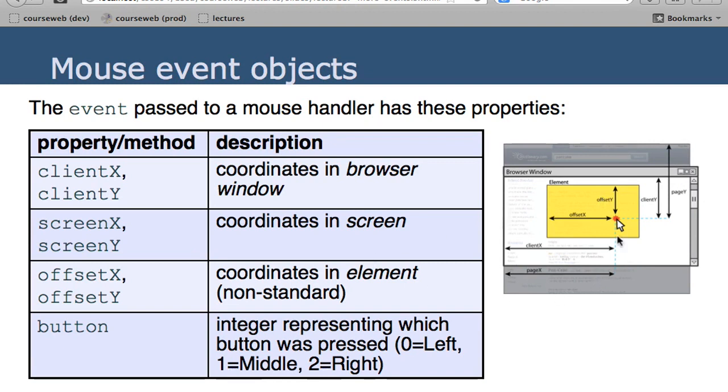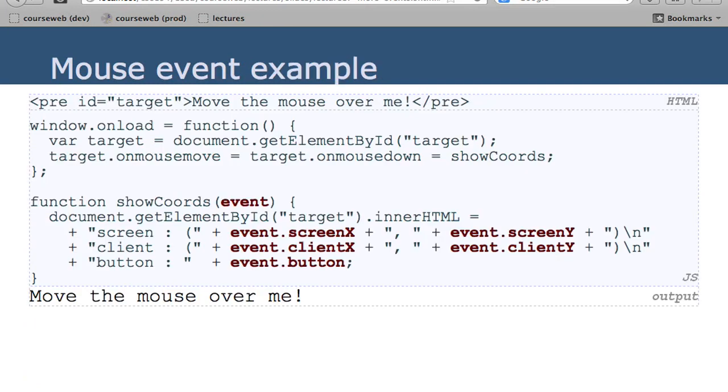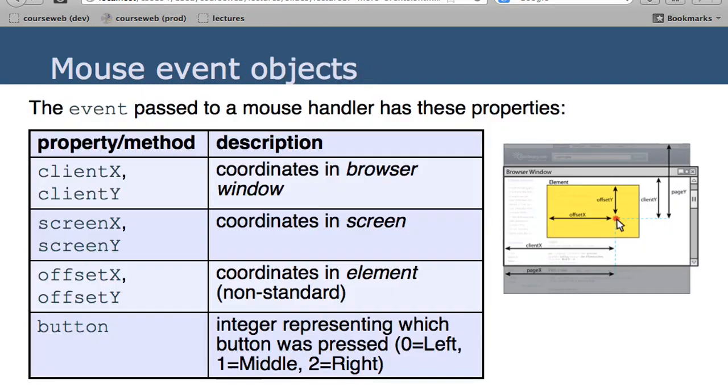Anyhow, and then offsetY is a non-standard one that indicates where within a particular element you are. Button indicates which mouse button was pressed. You could do left, middle, and right buttons, and actually, I think oftentimes the scroll wheel is considered 2 buttons. If you scroll up, that's considered like button 4, and scroll down is button 5 or something like that. So if you want to handle scrolls manually using button, you can do that.